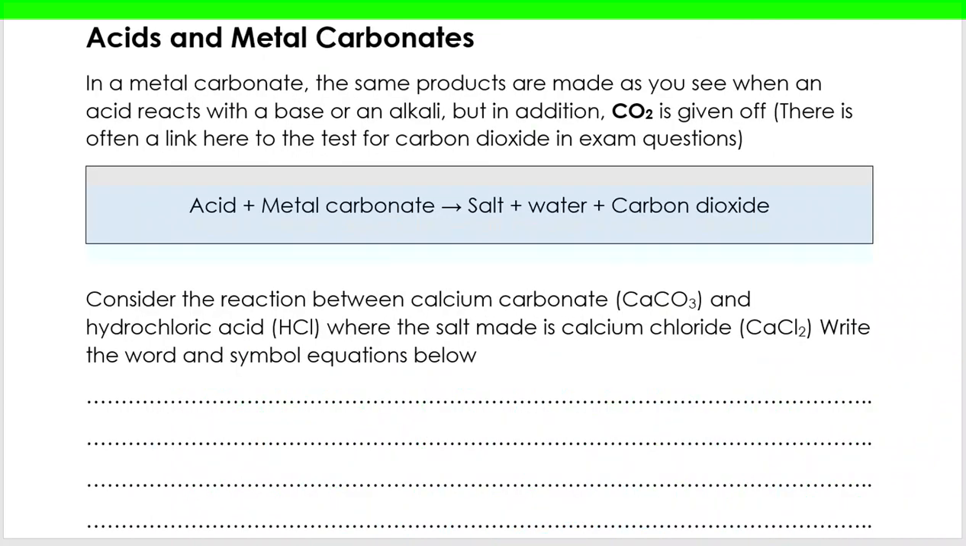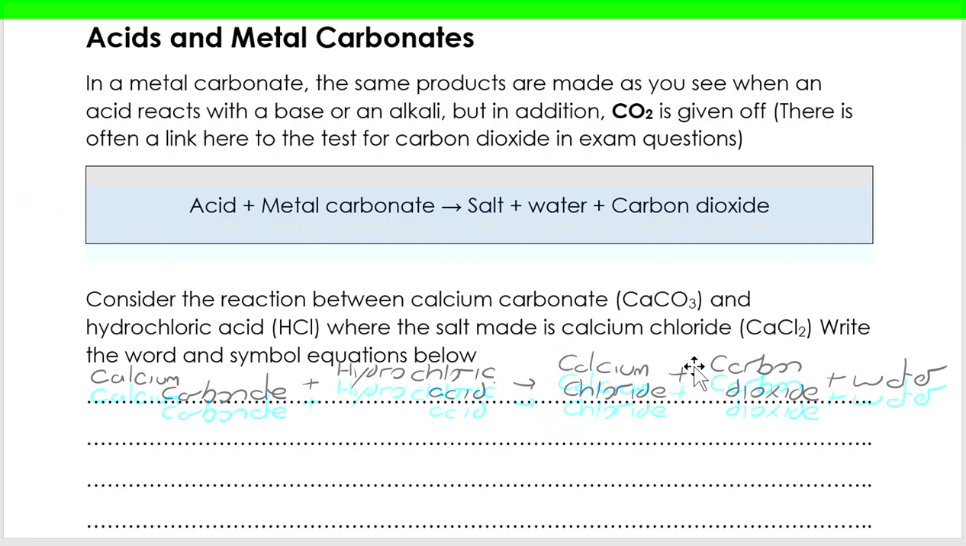Now let's consider acids and metal carbonates as the final method of salt preparation. Have a think about the question here. So you can see the general equation. An acid and a metal carbonate makes a salt, it makes water, and it makes carbon dioxide.